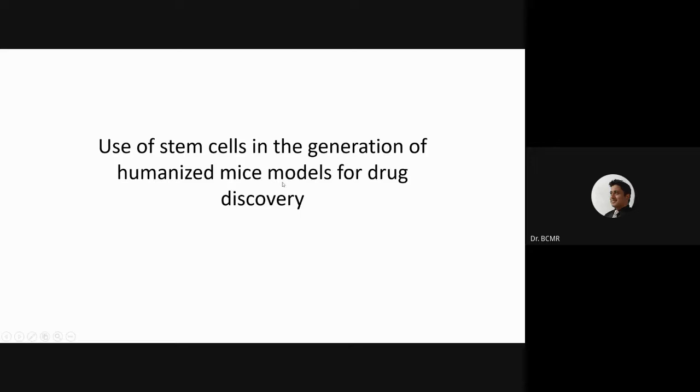Okay, good afternoon, everyone. We will talk about one of the topics in the last unit, the fourth unit, and it is about the use of humanized mice models. So if you want to generate humanized mice, we will discuss what they are and then how stem cells are important in biomedical research in this view.